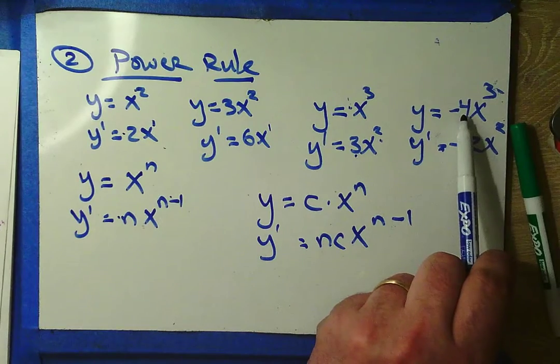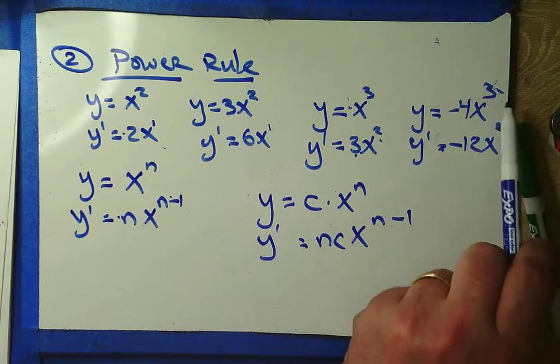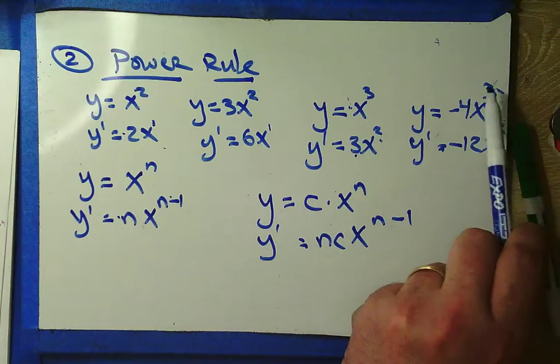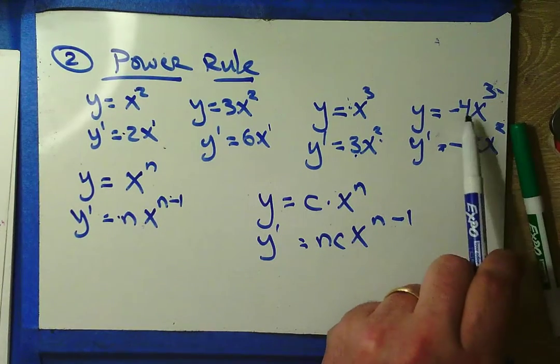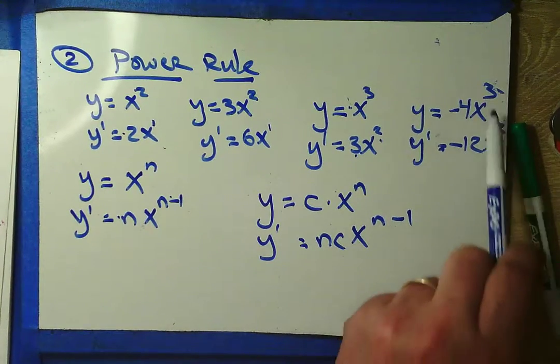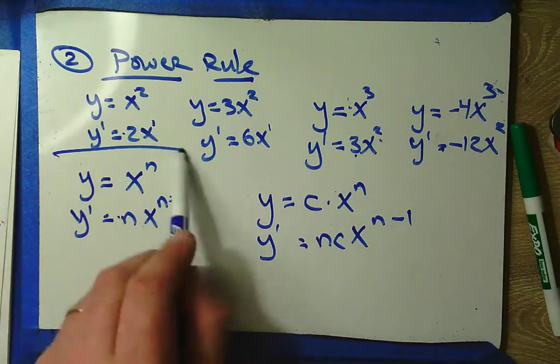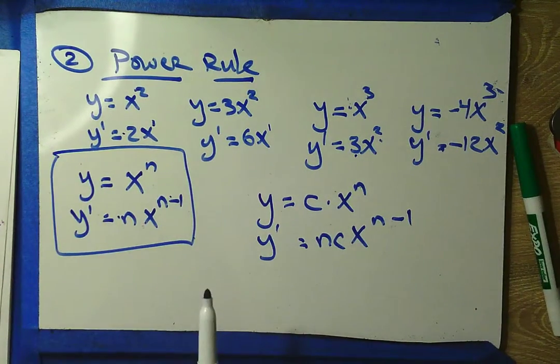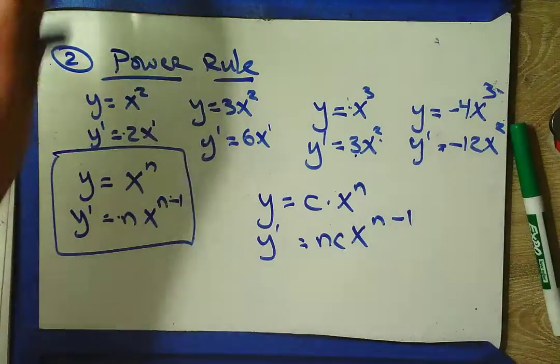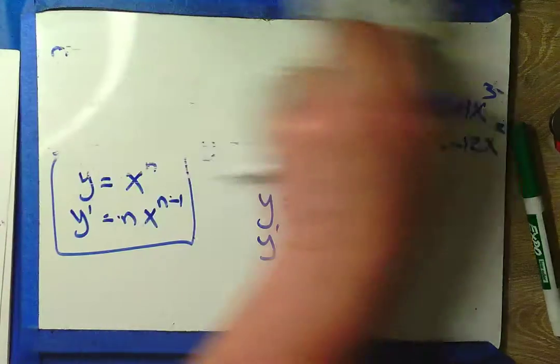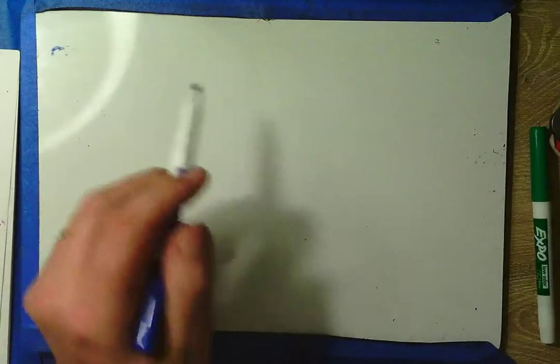Here we have a negative 4 in front. That's our constant. Our power is 3. We bring down the 3. 3 times negative 4 is negative 12. Don't forget to subtract 1 up here. So here's the derivative using the power rule. Power rule. Okay, next. And we've sort of hinted at this one just now.